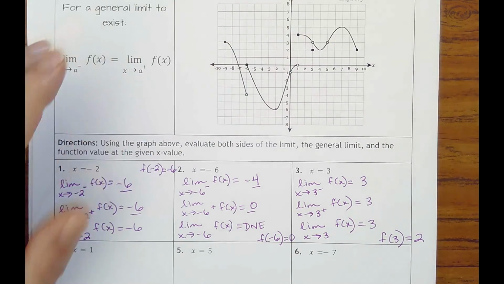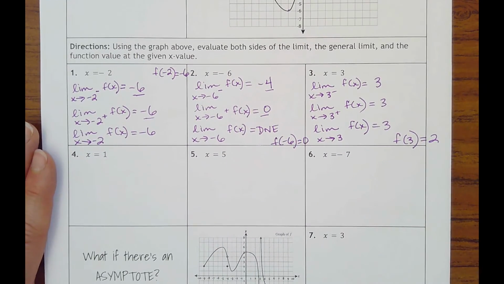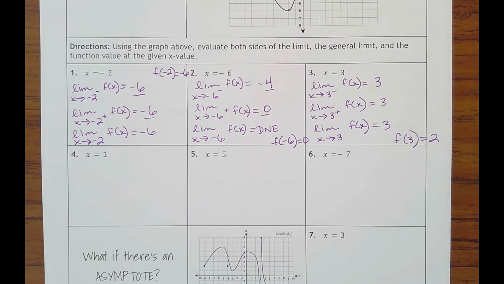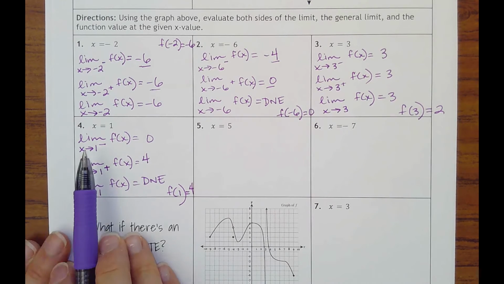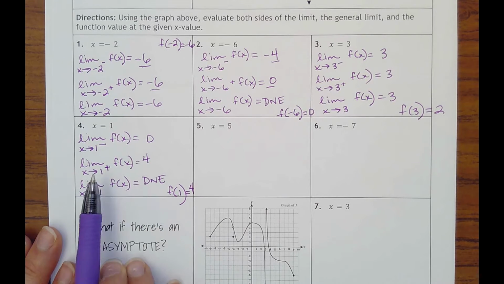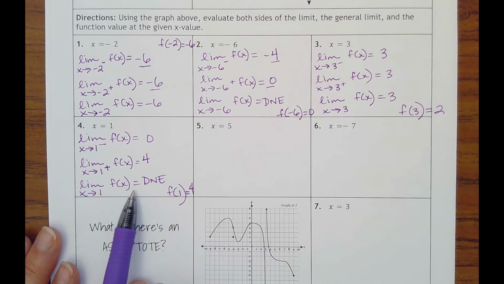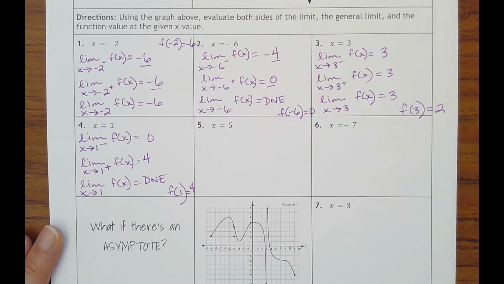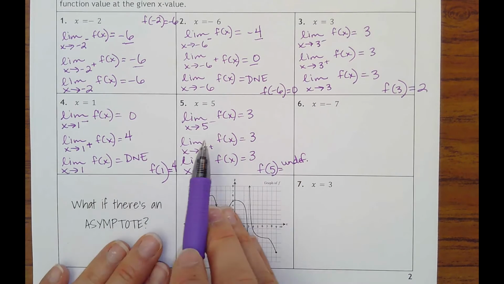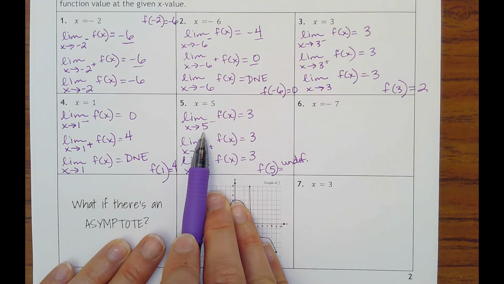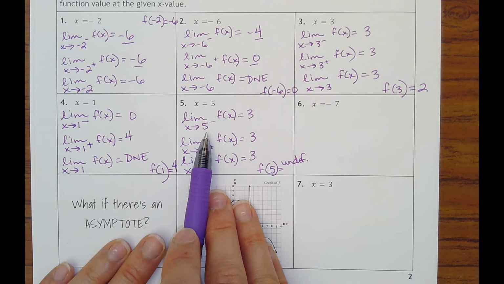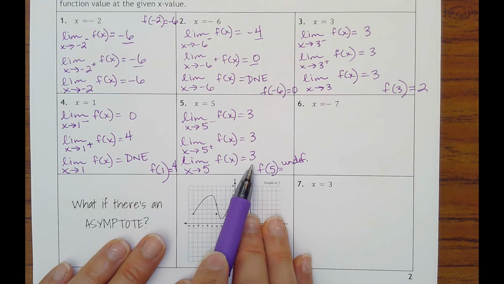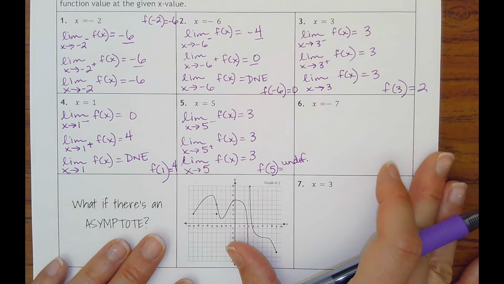What is it approaching? All right, so now I want you to pause and try 4, 5, and 6 on your own and then check them with me. The answer to number 4 is that the left-hand limit approaches 0, the right-handed limit approaches 4. They're different values, so therefore the general limit does not exist. The value at 1 is 4 because that's where the closed circle was at. Number 5, the limit as the function goes to 5 from the left is 3, from the right is 3, so the general limit's 3, but there's an open circle at 5, so it's undefined.